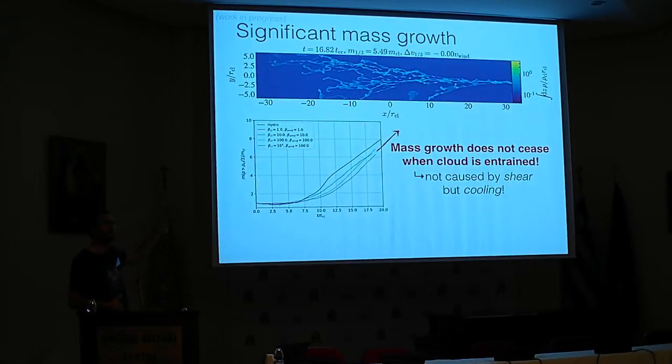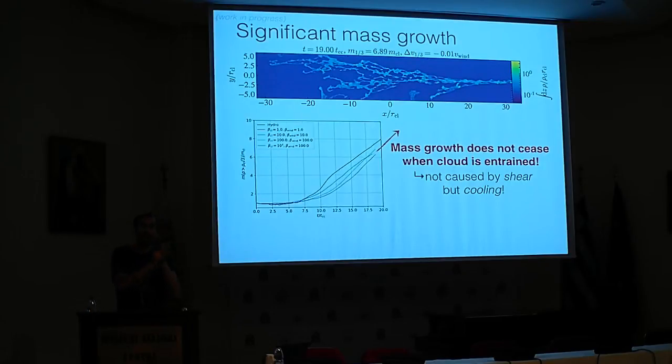But the reason is because it's actually not producing mass because of shearing, but because of cooling. So you cool, and then you draw in more gas, and then this is kind of a runaway effect. Actually, that's also what happens in this tail. You cool in this tail, and then you create a pressure gradient, and you draw in new gas from the sides.